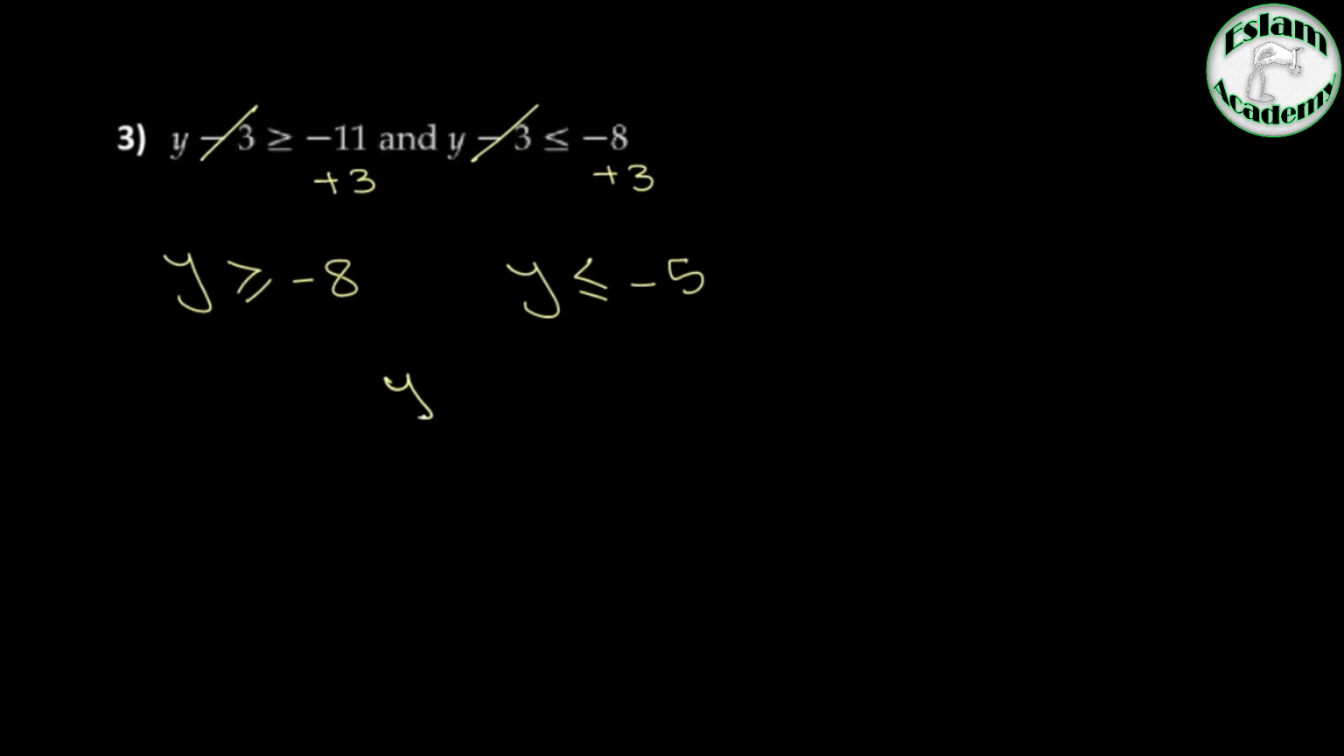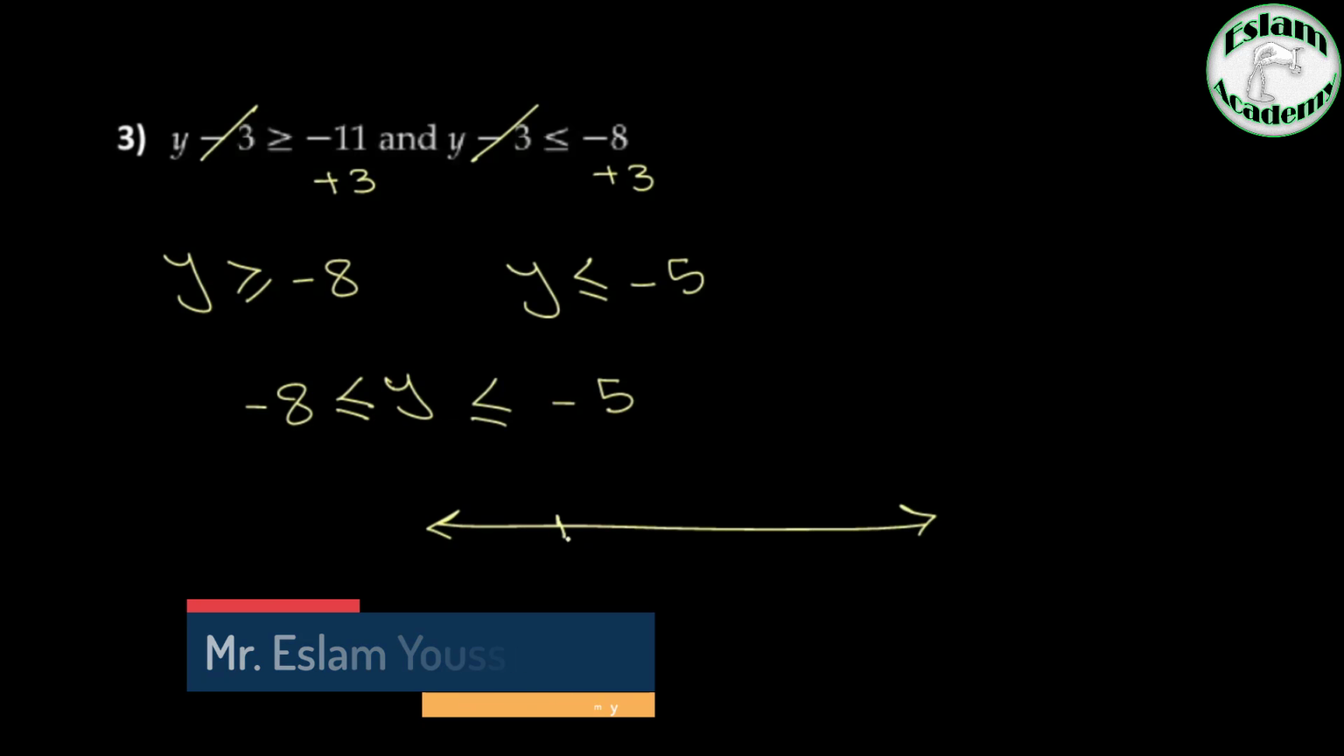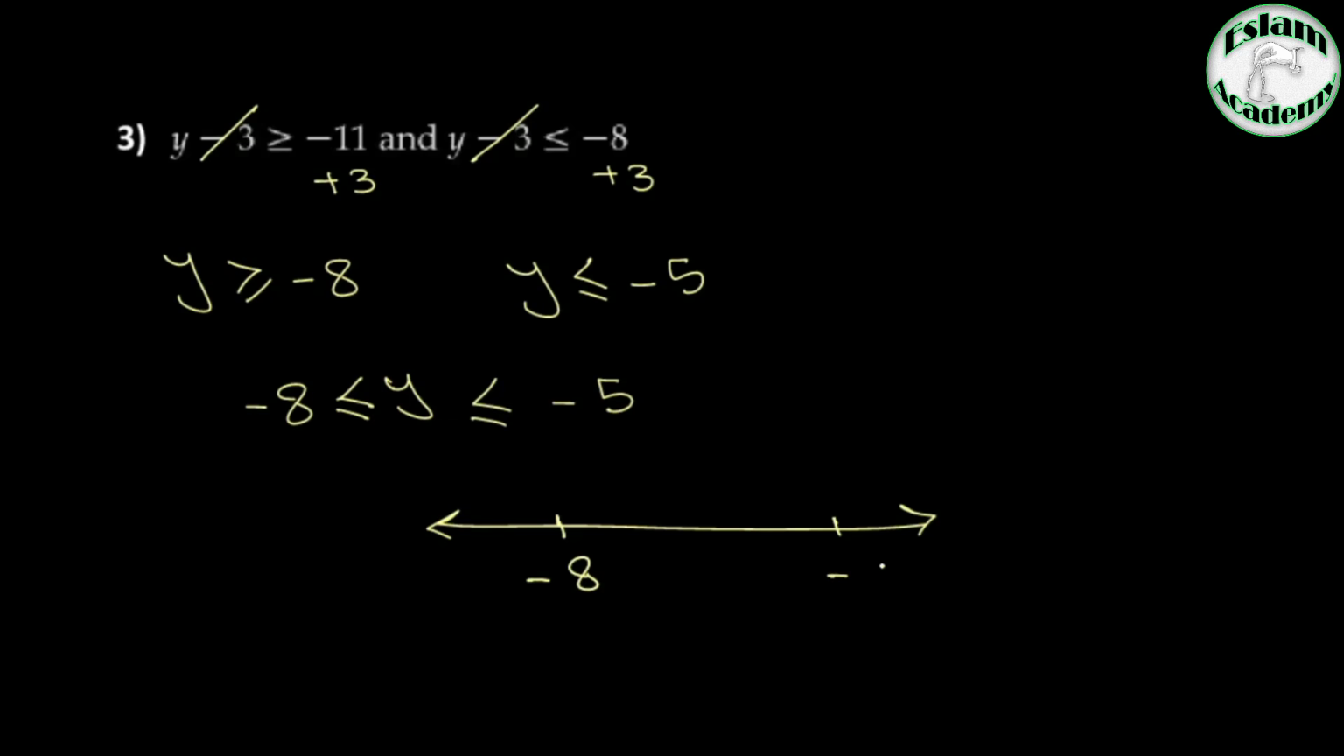We can find a number which is more than -8 and less than -5. So we can write the inequality as y more than -8 and less than or equal to -5. So for the graph on the number line, that's -8, and -5 will be closed, then the shaded part between them.